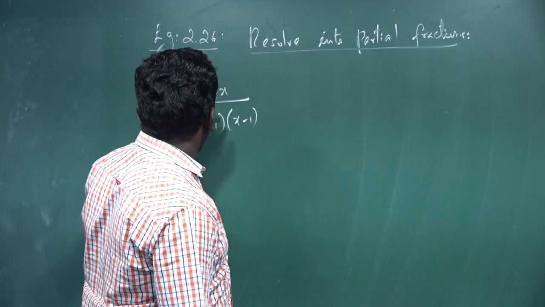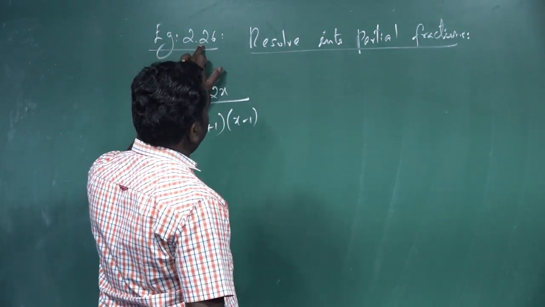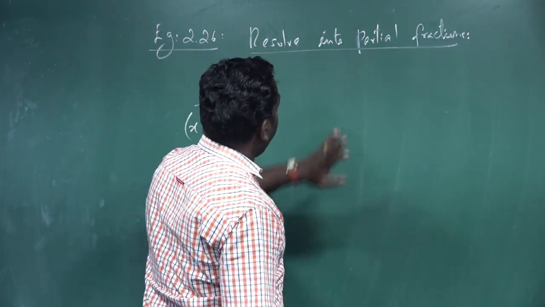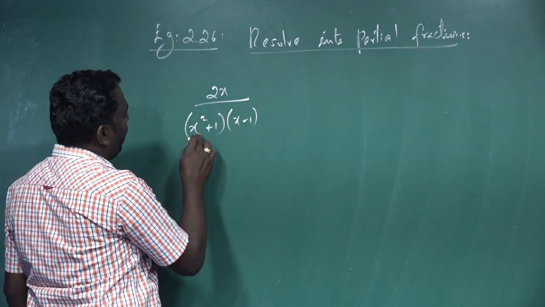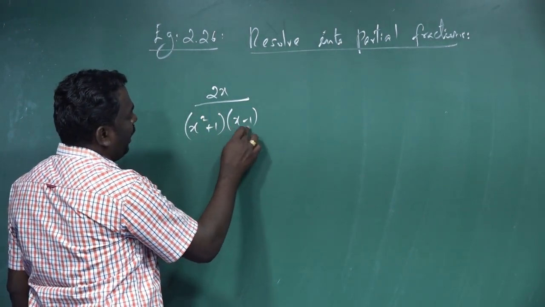Come to the next example, number 2.26. Resolve into partial fractions the given expression 2x by x square plus 1 into x minus 1.